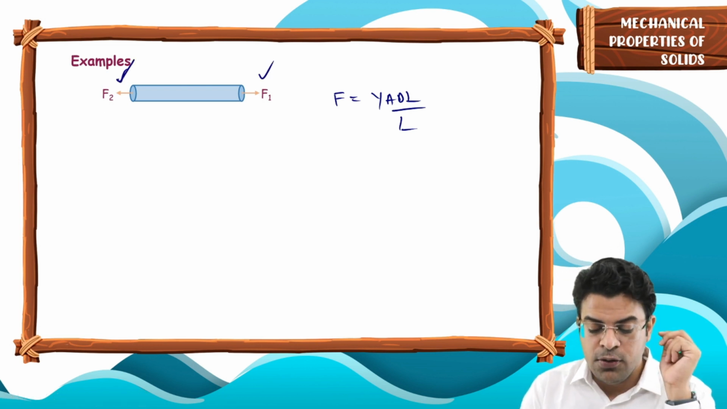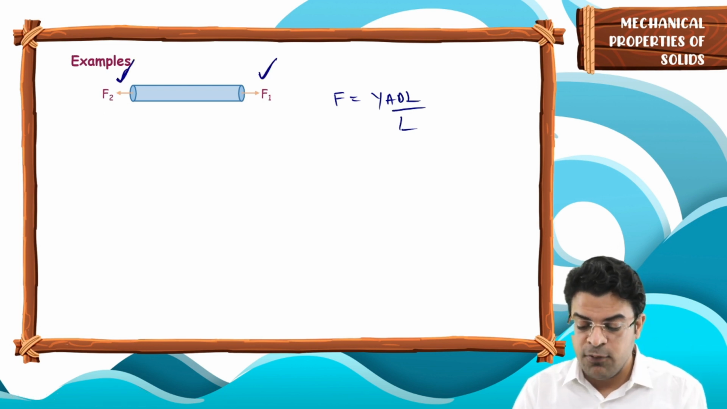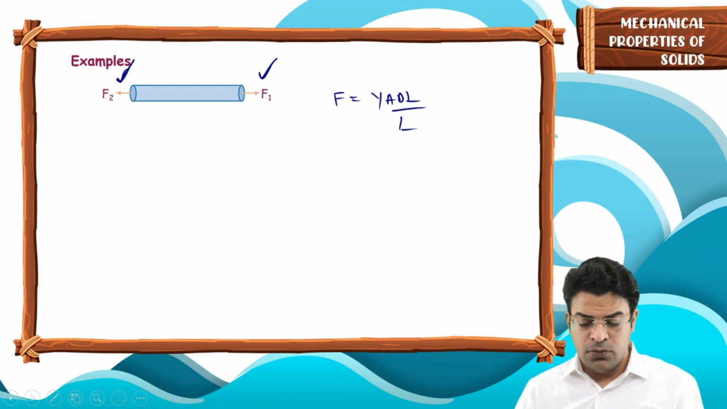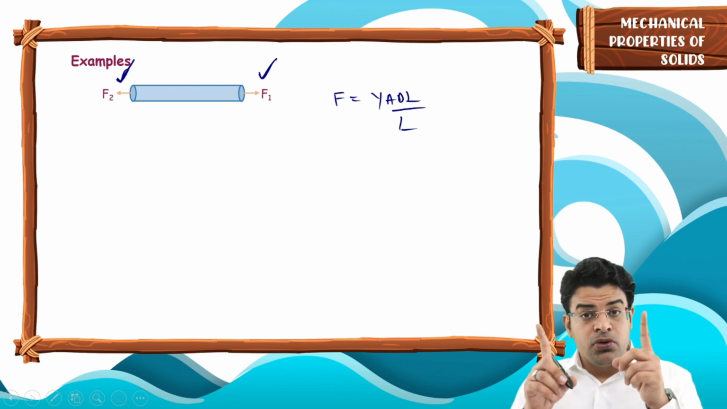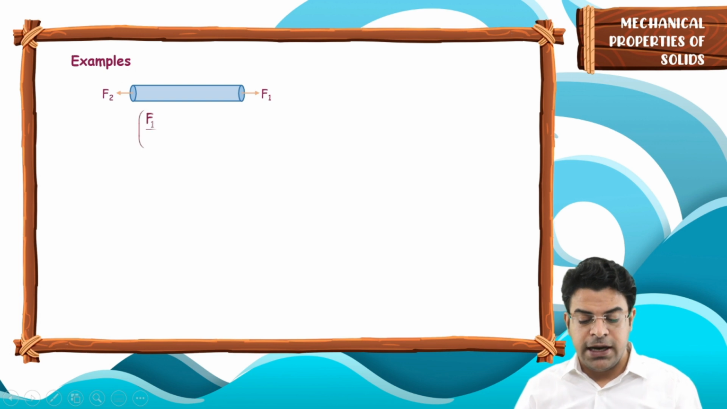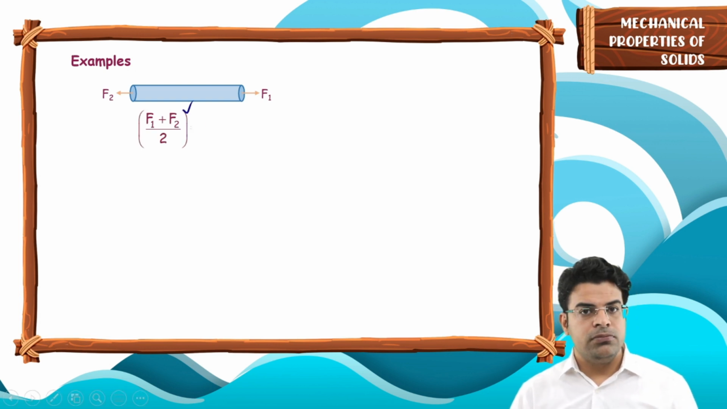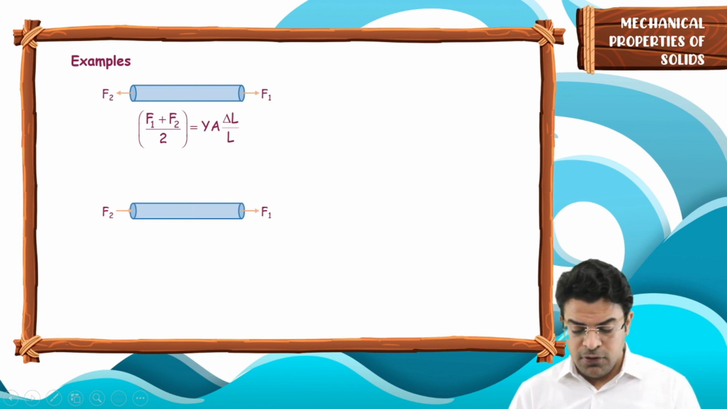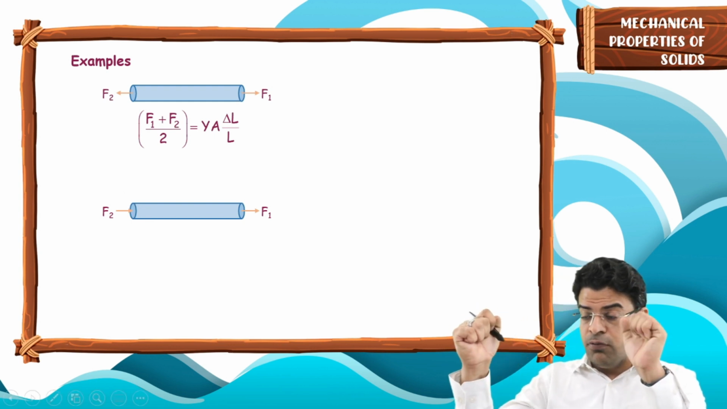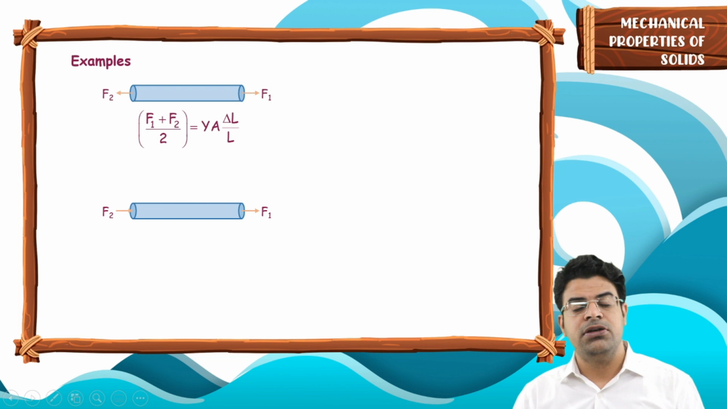On the left hand, force is F2. On the right hand, force is F1. So what to do? Take the average, as both the forces are trying to elongate. You will simply write F1 plus F2 by 2 equals to YA delta L by L. So what if one of the forces is trying to decrease the length? As in this diagram, you can see F1 is trying to increase the length while F2 is trying to decrease the length. Then sir, what to do?